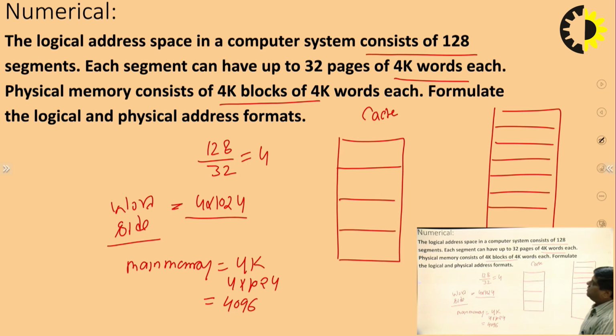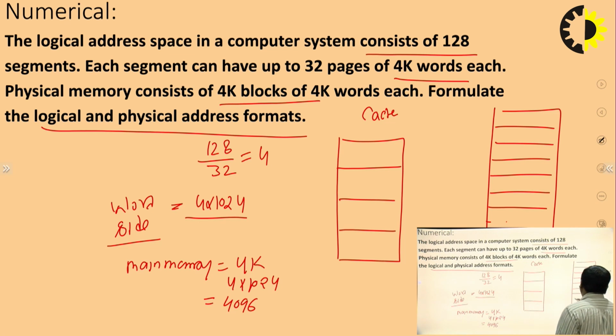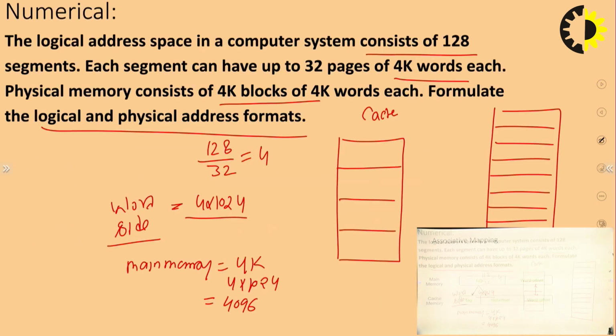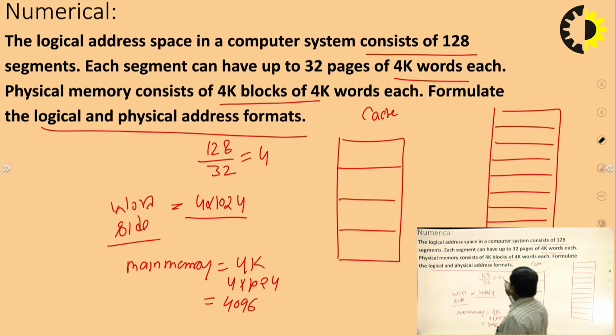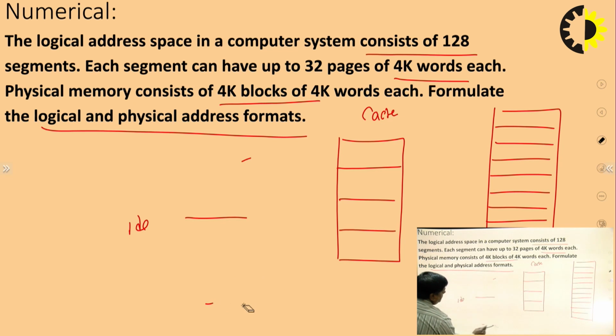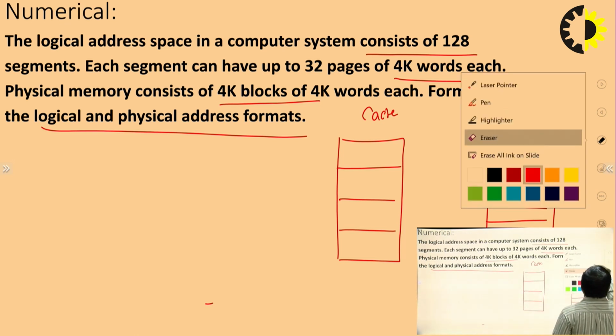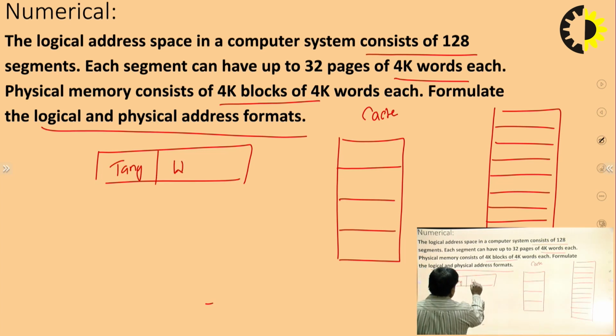Calculate the logical and physical address format. What is the format of the logical address? Logical address and physical address formats are divided into two parts. The tag, and now this is the word offset.